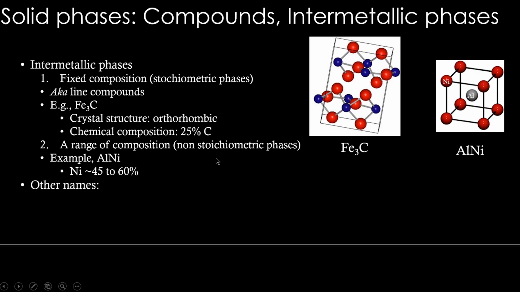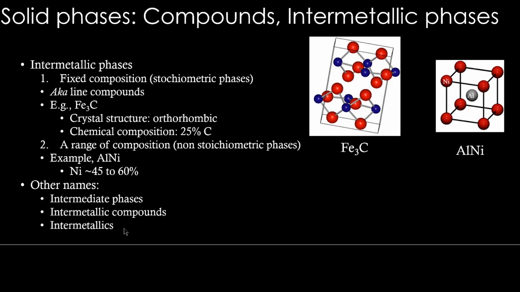The other names for these intermetallic phases are intermediate phases, intermetallic compounds, and even intermetallics. In different places, different names are used. But these two major types are stoichiometric phases and non-stoichiometric phases: fixed composition and a range of composition. What is common to all of these is that they all have long-range chemical order.